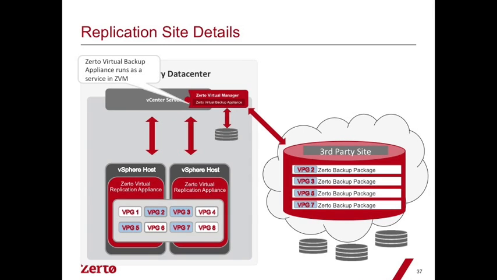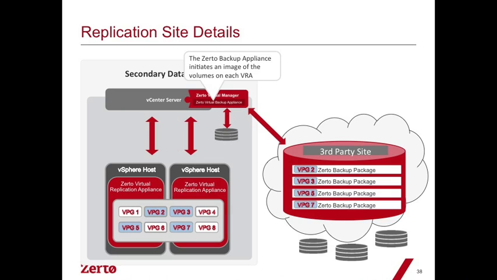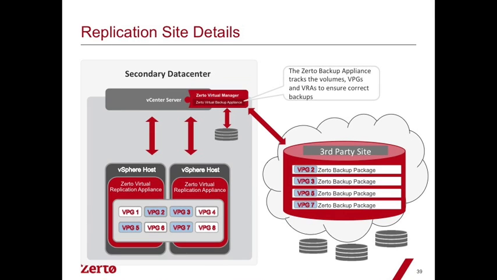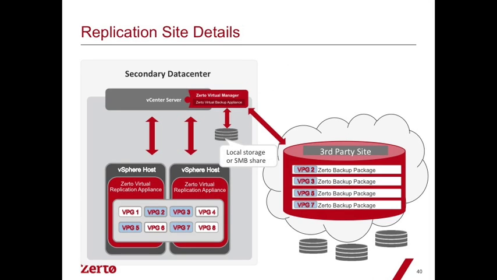We see that the Zerto Virtual Backup Appliance runs as a service in the Zerto Virtual Manager at the recovery site. When Offsite Backup is configured for a VPG, the Zerto Backup Appliance initiates an image of the volumes on each VRA. Then the Zerto Backup Appliance tracks the volumes, VPGs, and VRAs to ensure the correct backups are occurring. On the Zerto Virtual Manager server where the Zerto Backup Appliance is running, the Zerto Offsite Backup packages can be stored locally or via a network share.